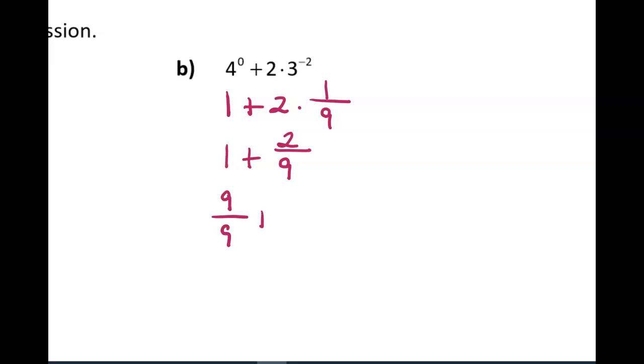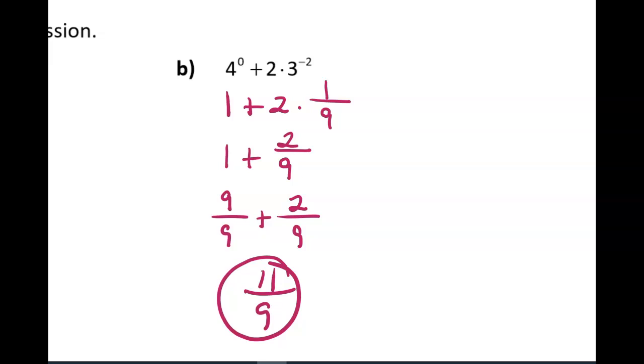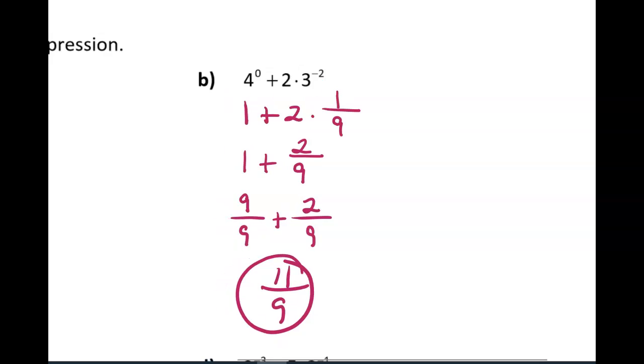Let's try B now. We have some exponents here. 4 to the 0 is just 1. And 3 to the negative 2 is 1 over 3 squared, or 1/9. Now we have 1 plus. We need to do the multiplication first. So that's 2 over 1 times 1 over 9 is 2/9. Now we need a common denominator. 1 is just 9/9. So 9/9 and 2/9 are 11/9. Improper fractions are fine for an answer.